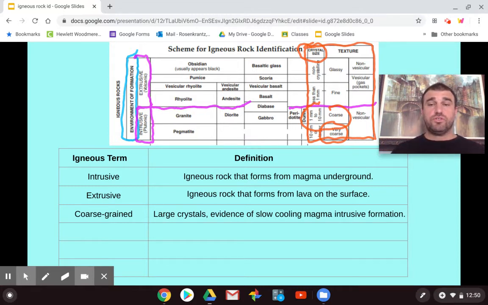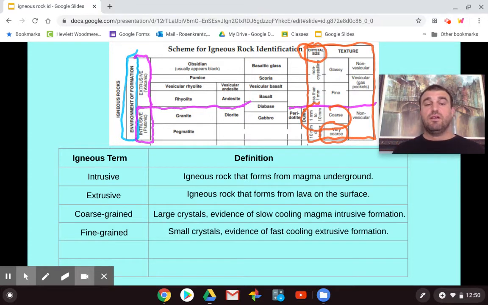Now, if they're too small to see, that means the lava cooled very quickly, and we refer to this as fine-grained. Fine-grained has very small crystals, and it's evidence of fast cooling. That means it's extrusive. Now there's two other textures that can be found from this chart.